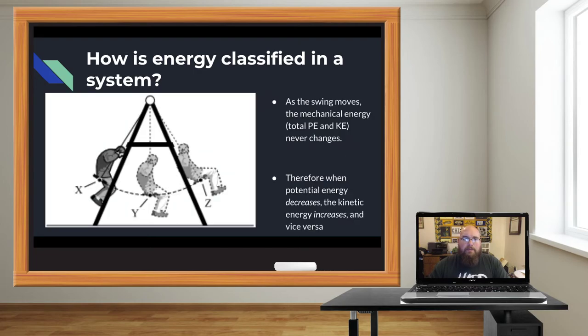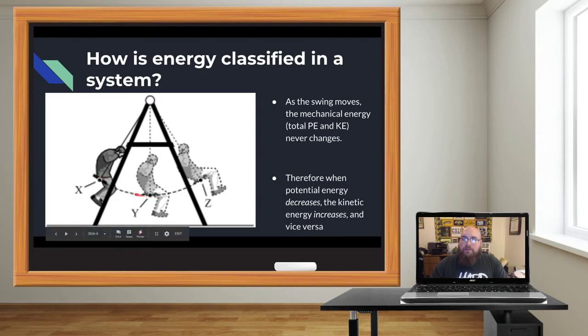So let's look at an example of that. Look at this person on the swing. We have points X, Y, and Z. And as the swing moves, the mechanical energy in this system, the potential plus the kinetic at any point, never changes. So let's look at what's going on in this diagram.